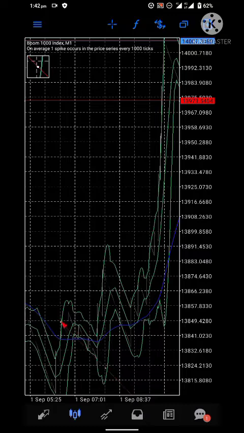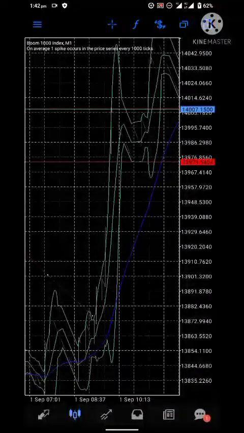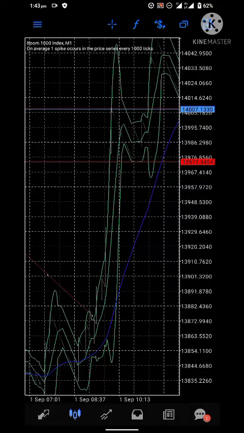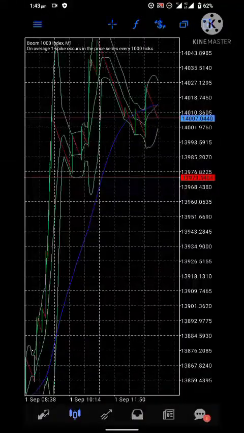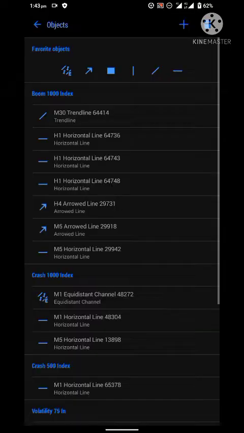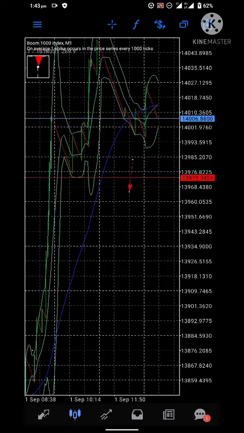Now if you notice, this blue line started crossing the chart at this point. Whenever the blue line is below the chart, meaning the chart is on top of the blue line, it signifies an uptrend. But when the blue line crosses over, right now you see what it's doing here. You notice it's crossing over, meaning it's about to start a sell.